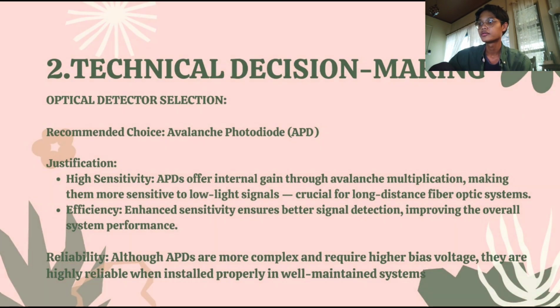Then, selecting the right optical detector for the system. We recommend the company to use avalanche photodiode, APD. The reason for this is because it has high sensitivity. APDs offer internal gain through avalanche multiplication, making them more sensitive to low light signals. So it is very crucial for long distance fiber optic systems.